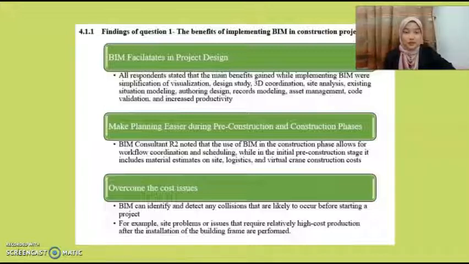BIM consultant, respondent 2, noted that the use of BIM in the construction phase allows for workflow coordination and scheduling, while in the initial pre-construction stage, it includes material estimation, site logistics, and virtual crane construction costs. He also pointed out that collision detection is an important part of 3D BIM coordination that can detect issues between different disciplines and models to find the most effective way to resolve an issue that arises during the construction phase.